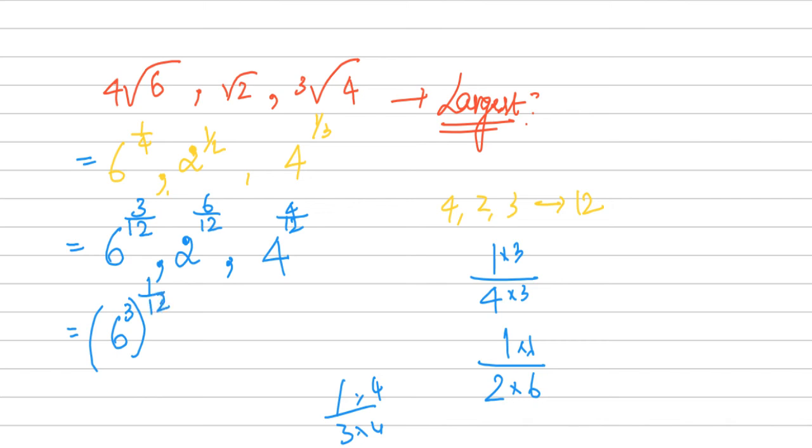Okay, like this. So you can write 3 to the power 1 by 12 as 3 into 1 by 12. I am taking 3 outside, 1 by 12 outside. Similarly I can write 2 to the power 6 into 1 by 12. Similarly I can write 4 to the power 4 into 1 by 12. So now, at this point in time, you would have got the idea how we are going to compare.